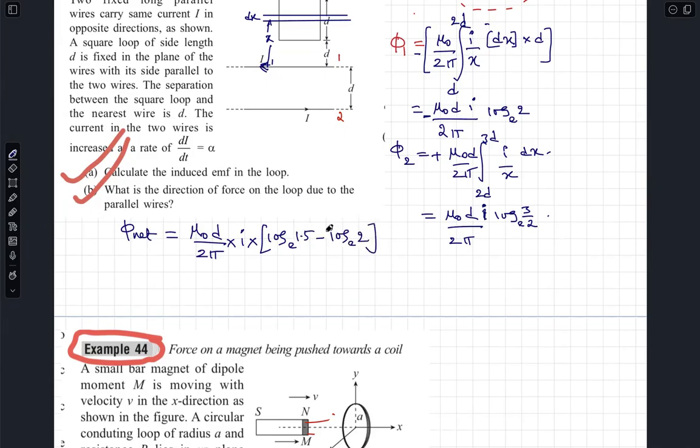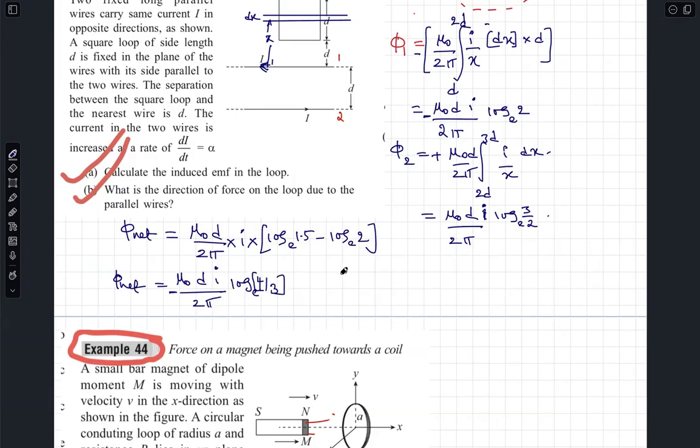It is like log m minus log n equals log m by n. Allowed? No one is answering. Allowed or not? Yes, sir. In that case, you will get the net flux as mu naught d I by 2 pi times, maybe minus will come, log e of 2 by 3 by 2, that is 4 by 3. Keep this aside. That is not your question.